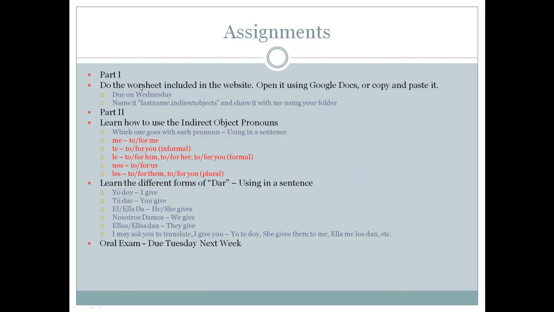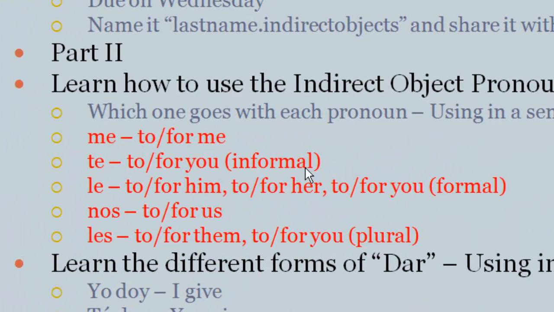Okay, so the assignment is the worksheet included on the website. You will see the worksheet. Just open it, copy and paste it into a Google Doc, name it last name dot indirect objects, and share it with me. Just put it in your folder. And the second part is to learn how to use the indirect object pronouns: me, te, le, nos, les. Okay, so make sure you know how to use those.